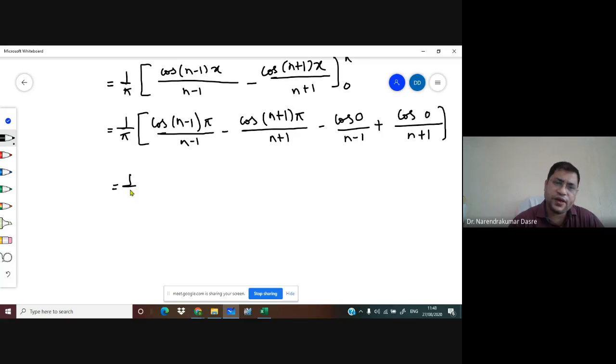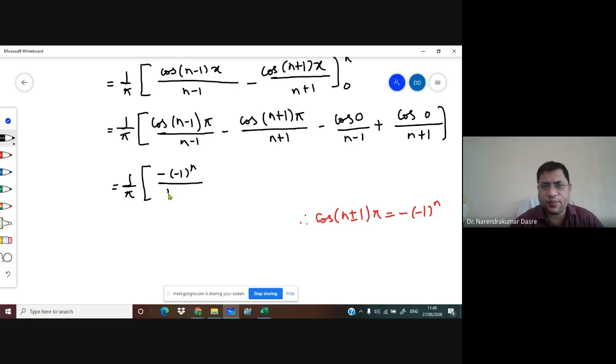Okay, so we can have this 1 upon pi. Now what we know is, we know cos of n plus or minus 1 pi is equal to minus of minus 1 raised to n. So we have to use it here, and hence we get minus of minus 1 raised to n upon n minus 1, minus of, this will become minus minus plus, minus 1 raised to n upon n plus 1. This is minus 1 upon n minus 1 and this is plus 1 upon n plus 1.